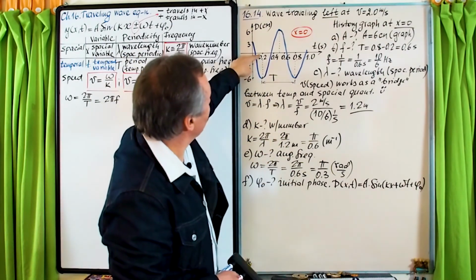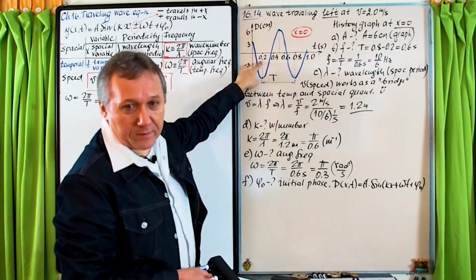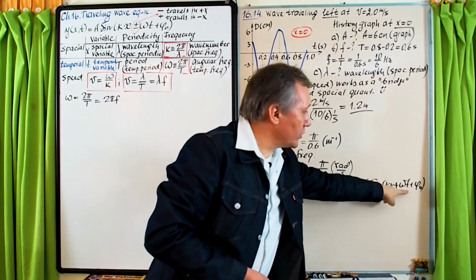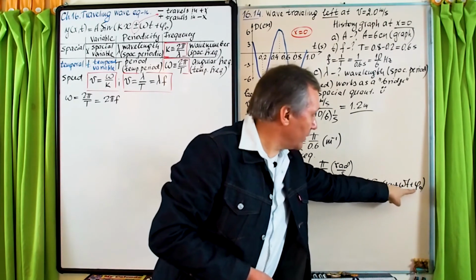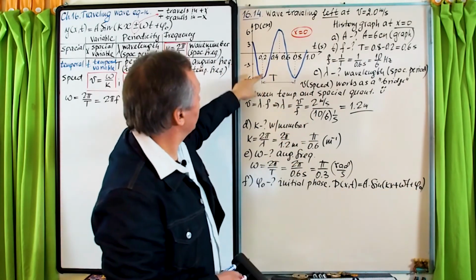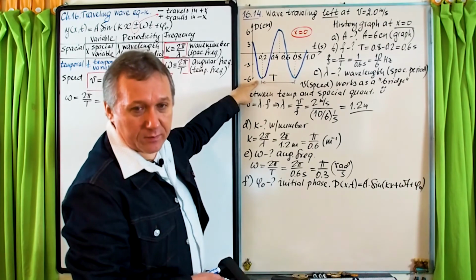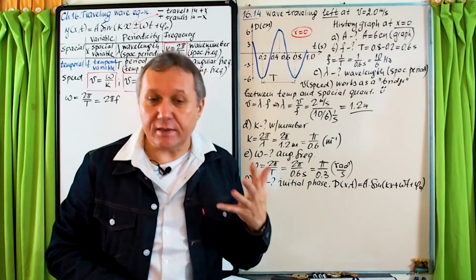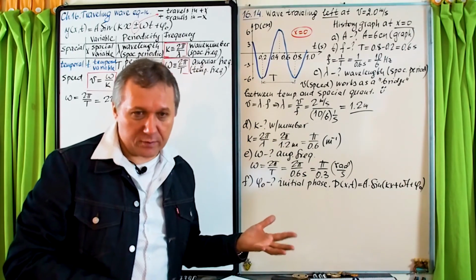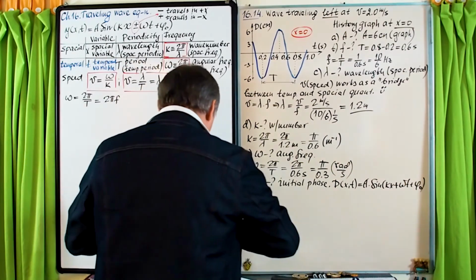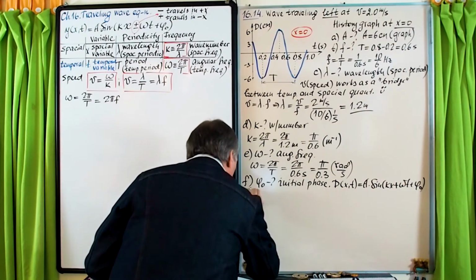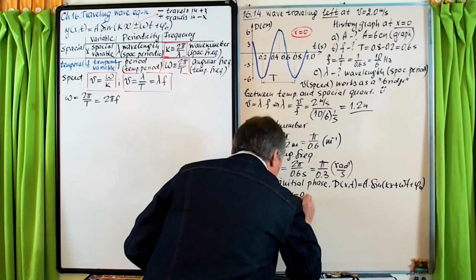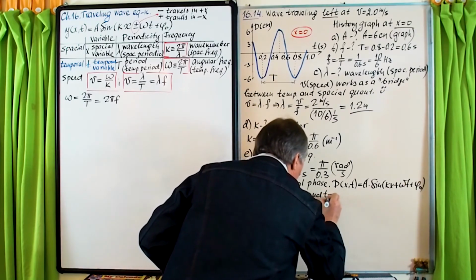But again, you can use some other point. You can, for example, use the point t equals 0.2 seconds. So x will still be 0, and t will be 0.2, so this term is not going to be 0. Of course, then the displacement will be different, minus 6 centimeters. But if you carefully solve for phi naught, you will get exactly the same phi naught. So it doesn't matter which point you use, but let's use the simplest point: x equals 0 and t equals 0.